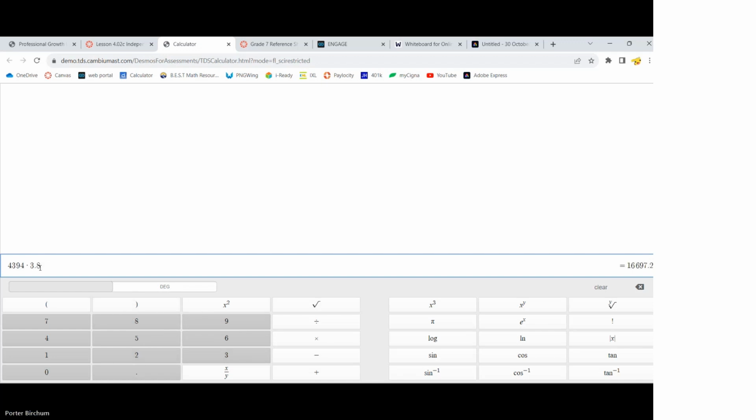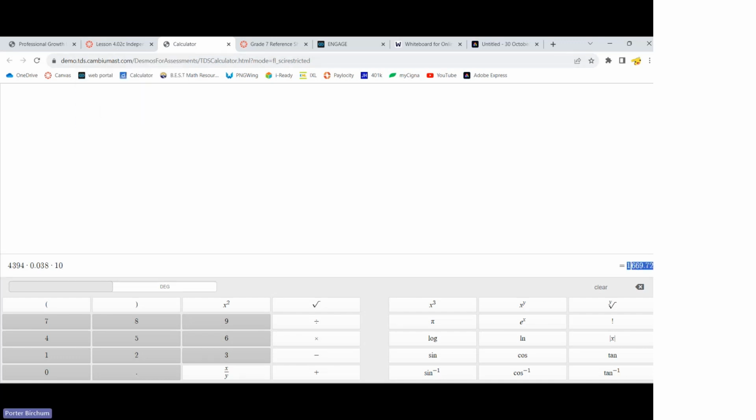3.8%, I can't type 3.8% in my calculator, darn it. But I can do, oops, that's not what I wanted. 4,394 times, I can type the decimal version of 3.8%, so 0.038. This is how much interest there would be after 1 year, $166. So let's find how much interest there will be after 10 years. 10 years, you would have, whoa, $1,669.72.